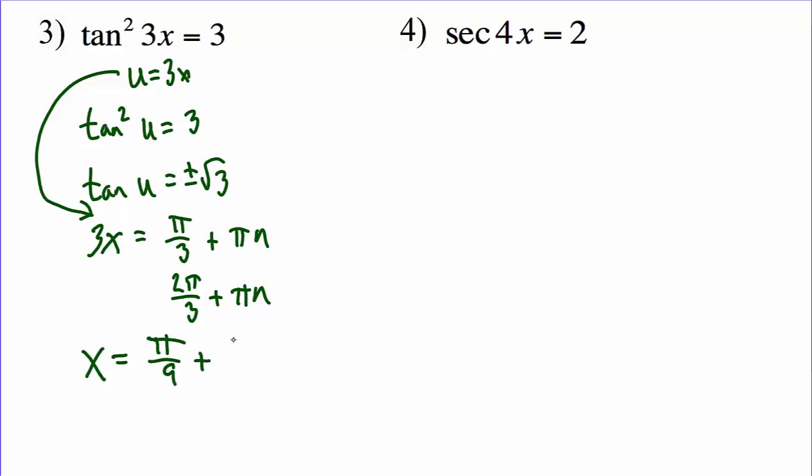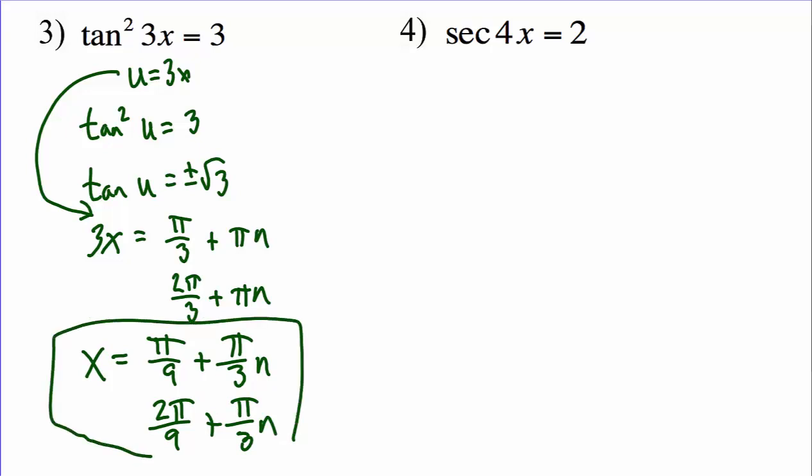So x is going to be pi over 9 plus pi over 3n, and the other option would be 2 pi over 9 plus pi over 3n. So those are your solutions. Again, an infinite number of solutions, any quadrant in this case would be fine.